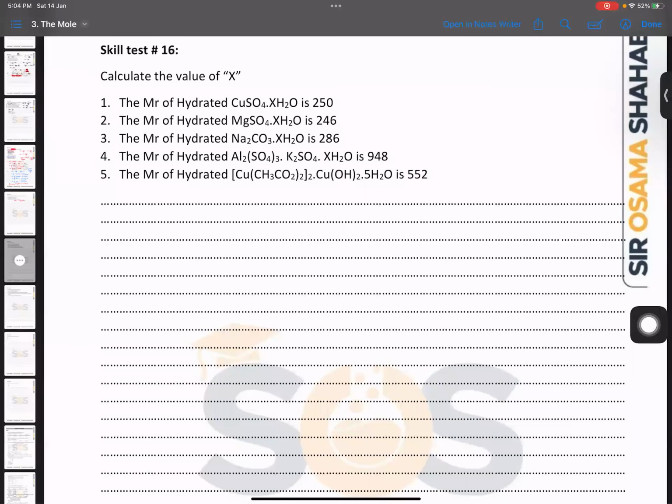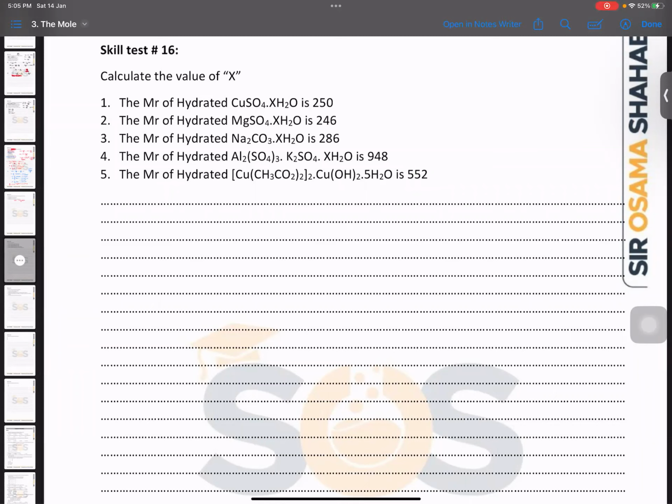The molecular masses. Okay. I think you are all well aware of molecular masses, so you can do this very easily, right? What we need to do is just use molecular masses here. What I'm saying in question number 1, just look over here.